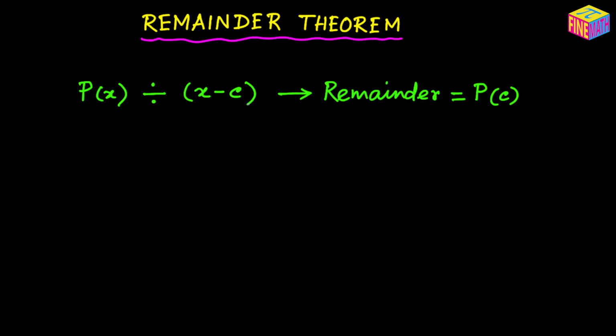And what is that c? This is this c, whatever is the real number c. So p of c will be the remainder when a division takes place like this, or when p of x is divided by x minus c.